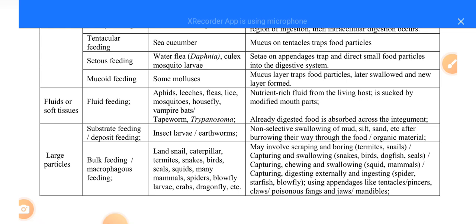Then you have capturing, digesting externally and ingesting. We have the spider, the starfish, and the blowfly. Then using appendages like tentacles, the pincer claws, the poisonous fangs, and the jaws, the mandibles.